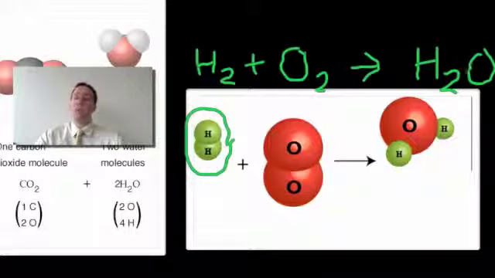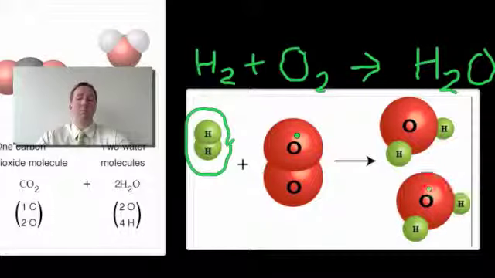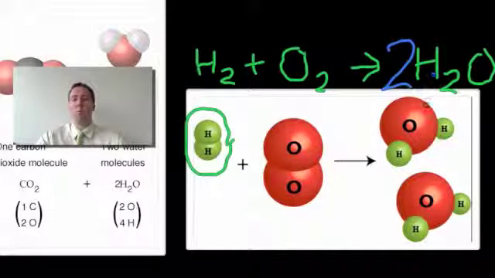Now straight away you can see there's a problem here. There's only 1 oxygen on the product side, and there's 2 on the reactant side. So this is not really accurate about what happens. What we need to do is have more atoms. There are actually 2 molecules of water that are created in this reaction, not just 1.